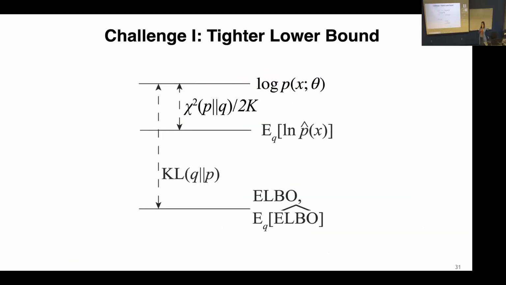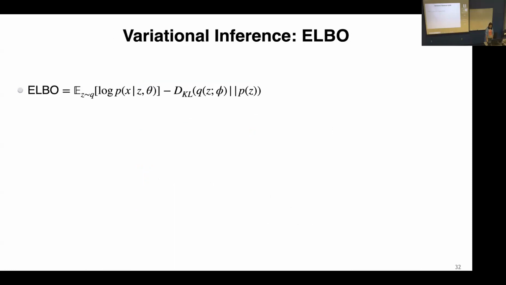So the first question is, how can we get a tighter bound than the ELBO? If the log marginal is there, we know that the ELBO is down here, and we want to work with a better bound that actually converges to the log marginal asymptotically. So that's the goal of the first part.